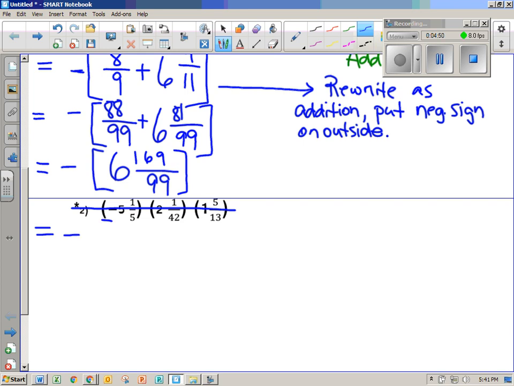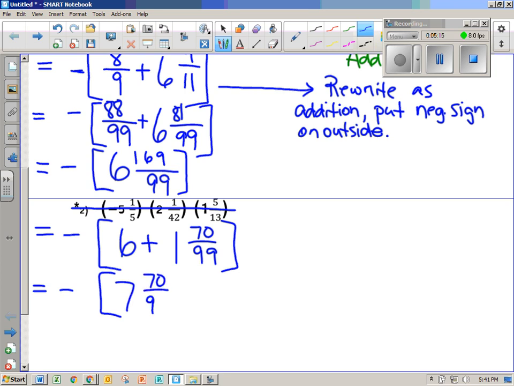Well, what I like to do is keep my 6 here and change this to a mixed number. So I would have 169 divided by 99. That goes one time with 70 left over. Notice I'm still just writing the minus out here. I'm going to keep it out there until I get a single number. So I have 7 and 70 over 99. So it's like saying the opposite of 7 and 70 99ths is negative 7 and 70 99ths.